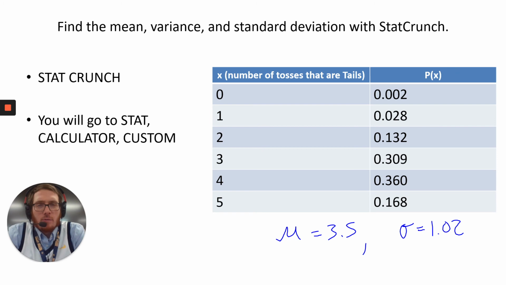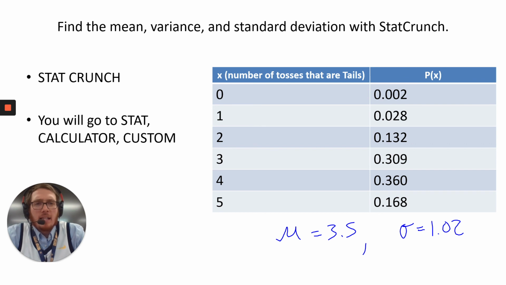In StatCrunch, when you're doing your homework, you can also find this information. In StatCrunch, you should be able to find the mean and the standard deviation, and don't forget the variance is the standard deviation squared. You'll just type in or have the data typed in, or just click and copy and paste it into StatCrunch, and then go to Stat, Calculator, Custom, and you should be able to find what you need when it comes to those situations. You'll have to pick L1 and then L2. That's going to be the route you need to take.